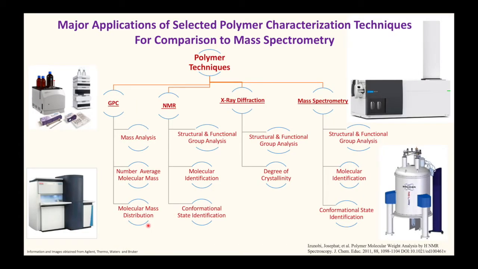So in this slide, I really want to talk about the major applications of the selected polymer characterization techniques as a comparison to mass spectrometry, and really so that we can evaluate its feasibility in polymer science. GPC is the most commonly used technique to determine the polymer's molecular weight.